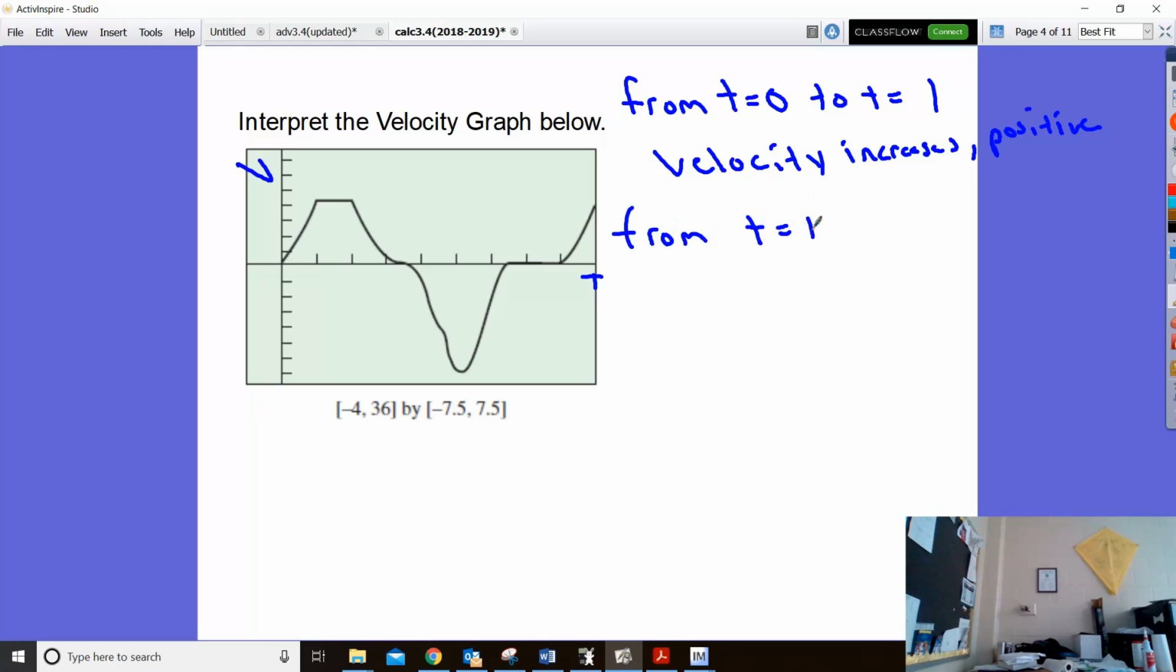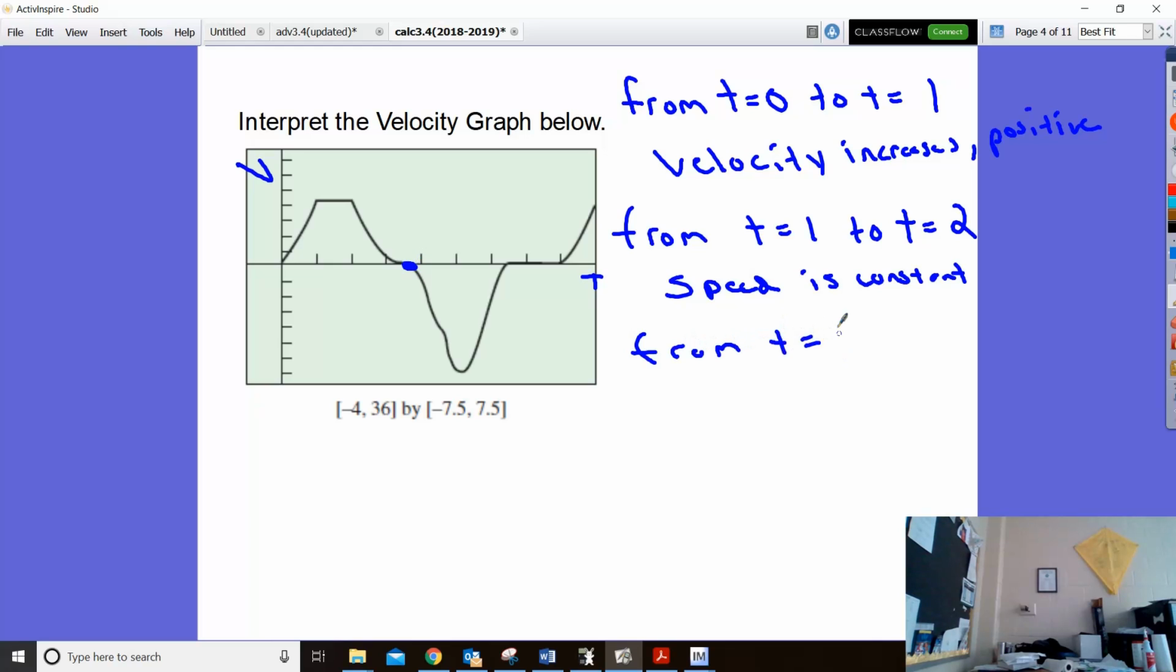From time equals 1 to time equals 2, what can you tell me about the velocity? It's constant. The velocity is constant. Your speed in this case. All right. That's probably about 3.5. That's what I'm going to call it.